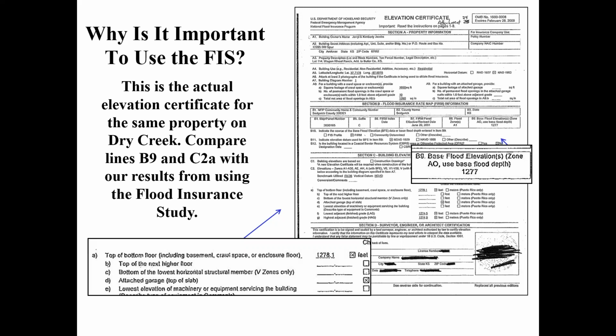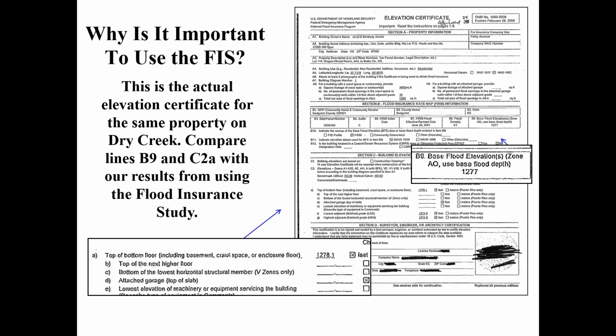So that's why we don't want to accept any rounded off base flood elevations or use the FIRM for that. We always need to pull out the flood insurance study and calculate it. And again, measure from the upstream corner of the house to the upstream cross section.